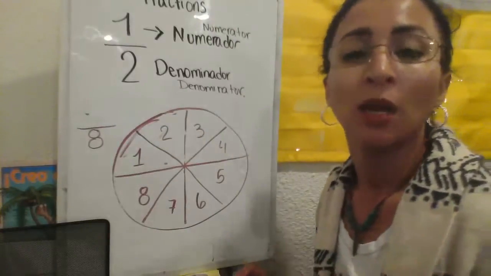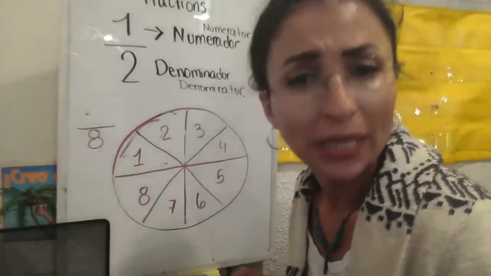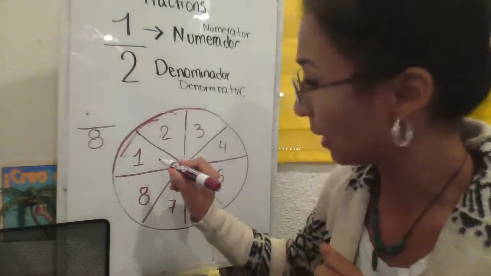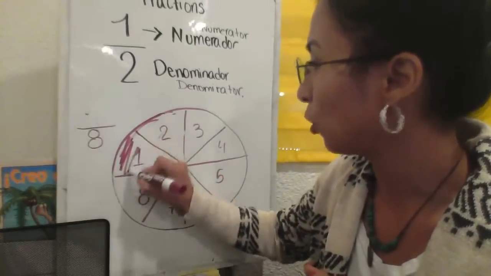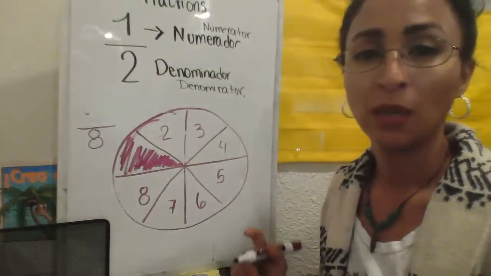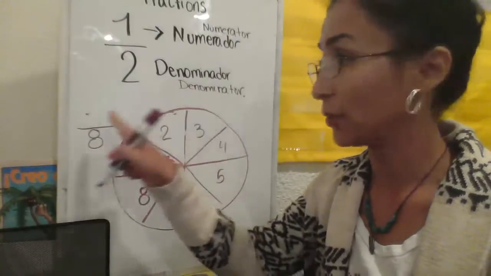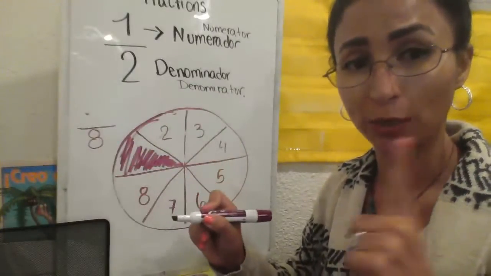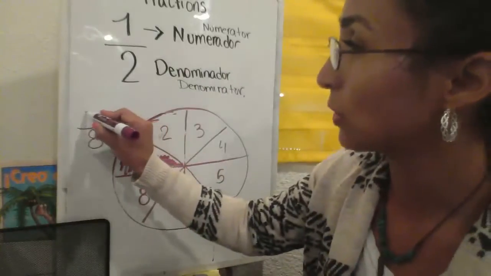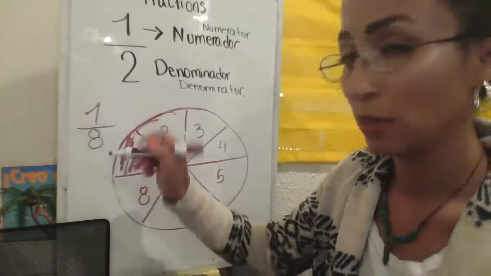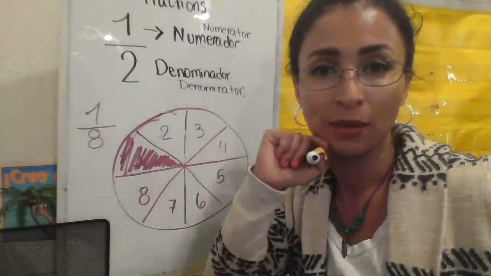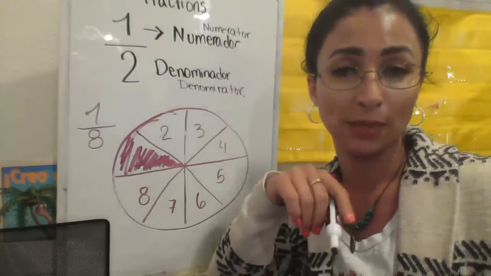Entonces, let's pretend that you are really hungry at home, okay? Tú tienes tanta hambre que te comes todo este pedazo de pizza. Ahora tienes una fracción nueva porque te comiste una pieza. You ate 1 piece. Entonces tienes que escribirlo así. You have to write it down like this. 1/8. Porque te comiste una pieza.